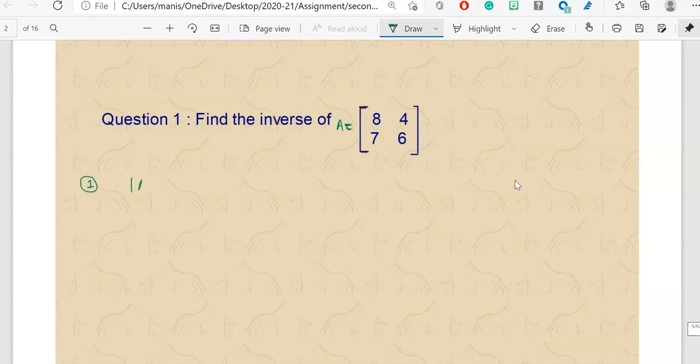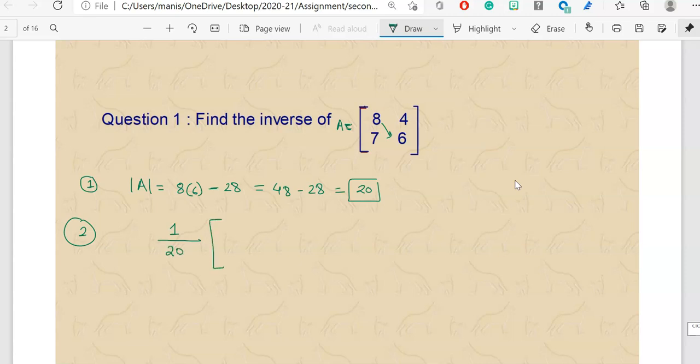So my determinant, I will write it like this. It is equal to what? I'll multiply these two numbers. 8 times 6 is 48 and minus sign 7 times 4 is 28. So determinant is 48 minus 28, which gives me 20. Now what was step number 2? Step number 2 says we need to write it like this: 1 over determinant of A, that's your 20.